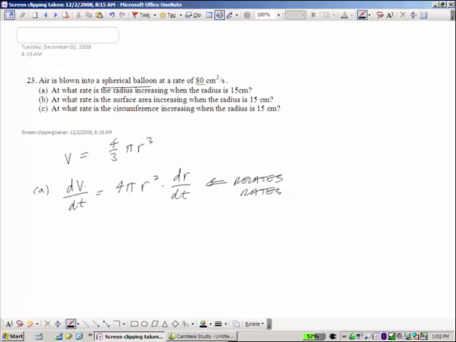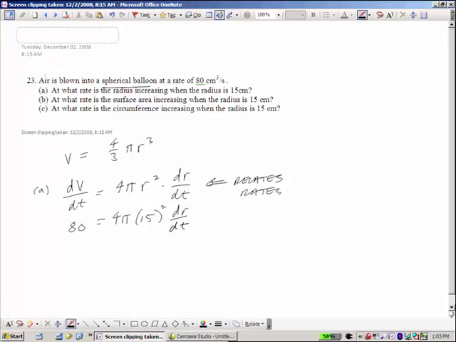Do I know what the rate of change of the volume is? It's 80. It tells us air is blown in at a rate of 80 cubic centimeters per second. That's the notation for the rate of change of volume, not yet the radius. I also know that the radius is 15, and I'm trying to find out how fast the radius is increasing. I thought the 80 was the rate. How fast is it increasing?